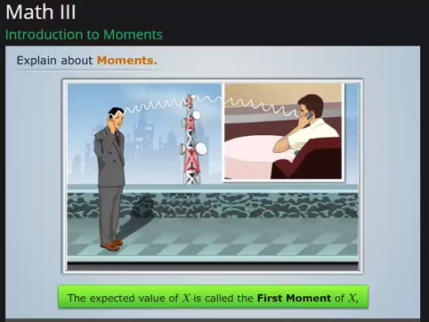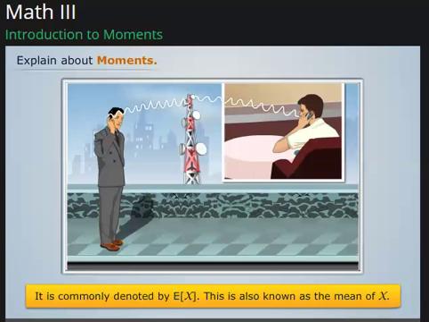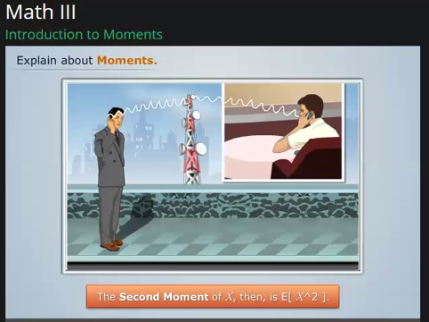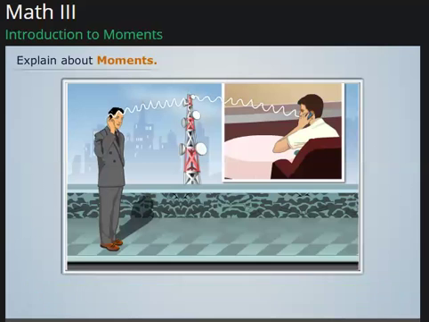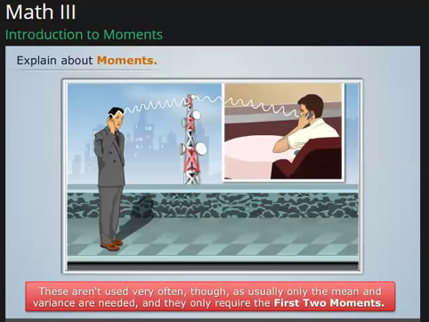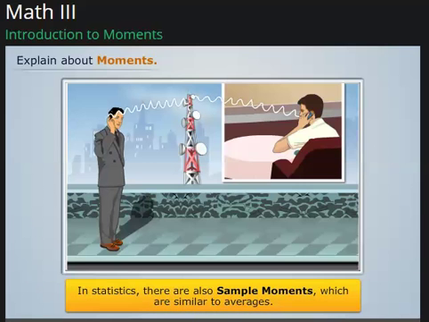The expected value of X is called the first moment of X. It is commonly denoted by E[X]. This is also known as the mean of X. The second moment of X, then, is E[X^2]. The third moment is E[X^3] and the fourth moment is E[X^4]. These are not used very often, though. Usually only the mean and variance are needed, and they only require the first two moments. In statistics, there are also sample moments which are similar to averages.